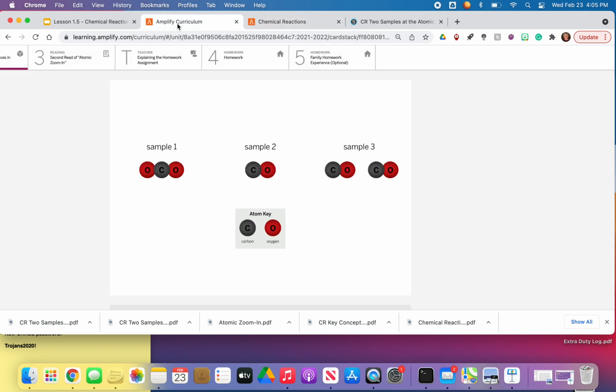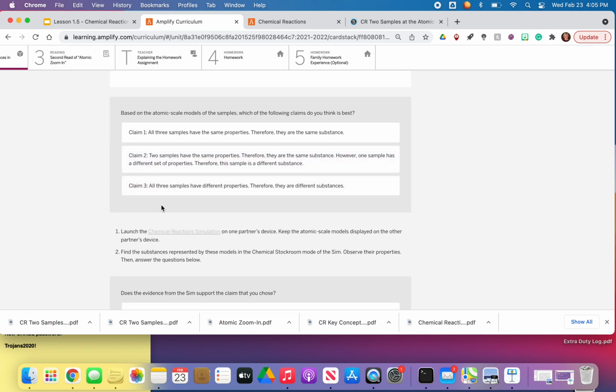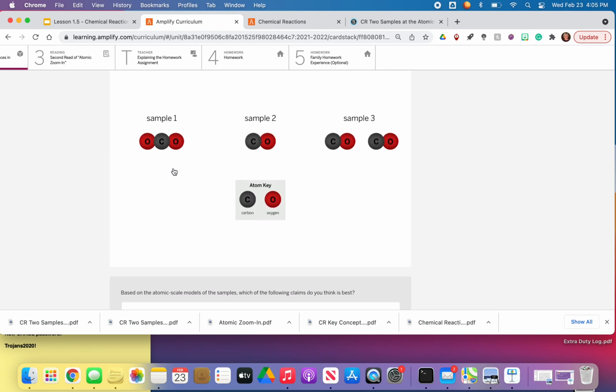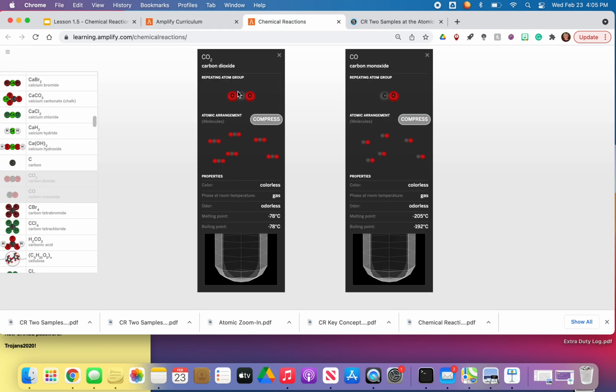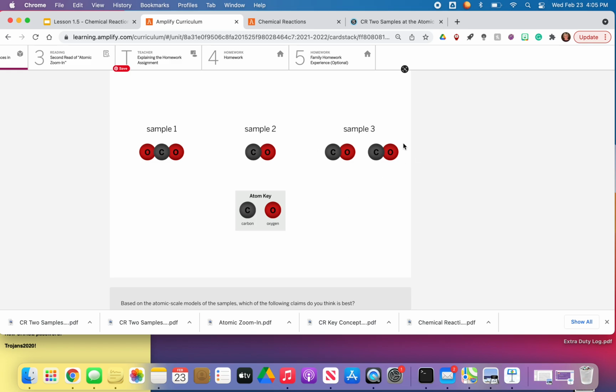So when you come back here to Amplify to the curriculum, we can go ahead and say claim number 2 is right. 2 of the samples have the same properties. I'm going to remind you again, sample 1 and sample 2 do not have the same properties. We see that here. We've got sample 1 and sample 2. The hang up is right here with sample 3.